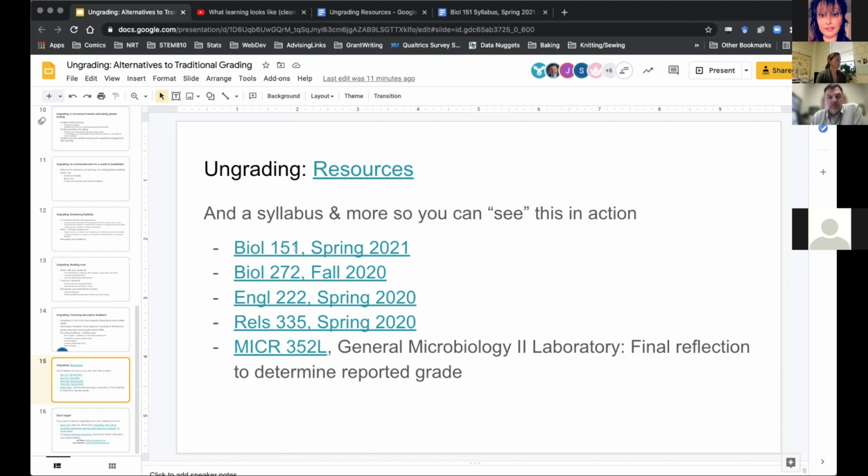If you look at these syllabi, you'll see my Bio 151 course is that mix of standards-based grading and ungrading. Bio 272 is ungrading, where the students set their learning goals. They didn't set their learning goals. That's still a mix of standards-based grading and ungrading sorts of things.